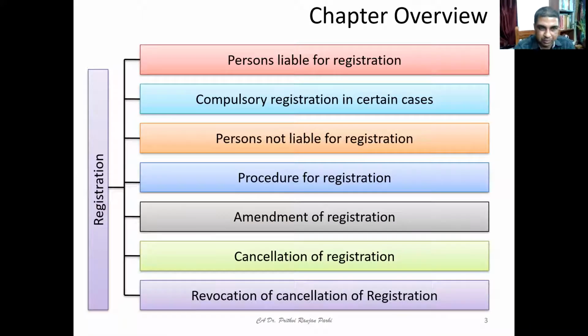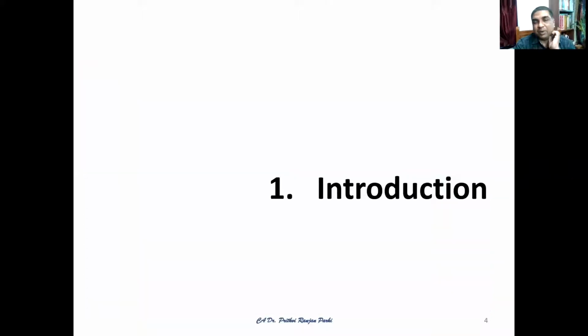So this particular chapter, the registration chapter, if we have an overview of that, we'll be understanding persons liable to registration, compulsory registration, persons not liable for registration, the procedure for registration, amendment of registration, cancellation of registration, and revocation of registration. So these are the processes, and we'll also be learning the legal provisions behind that. Okay, I think now you have a fair overview of the things that we are going to learn.